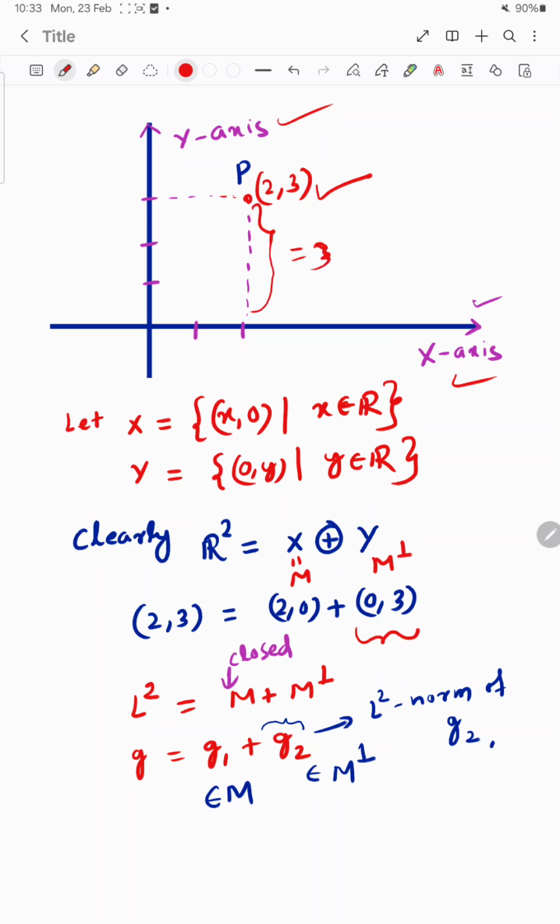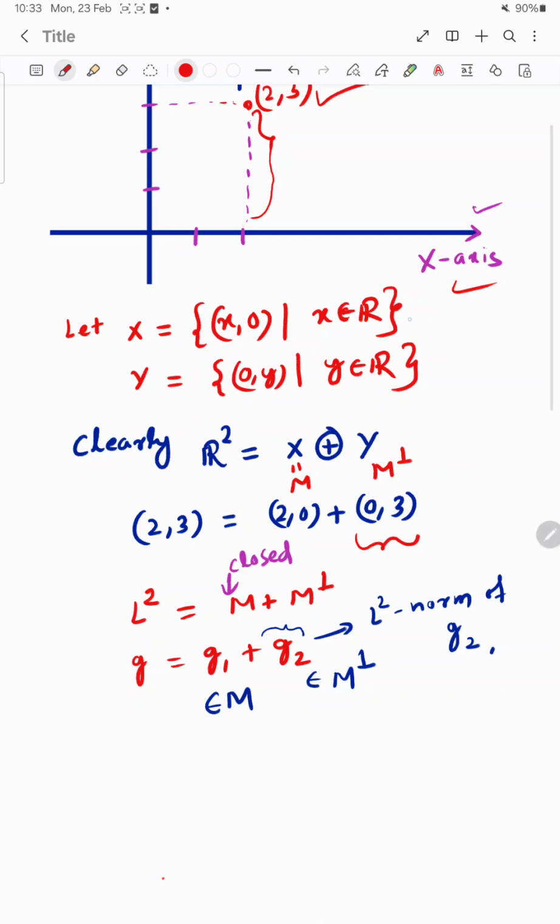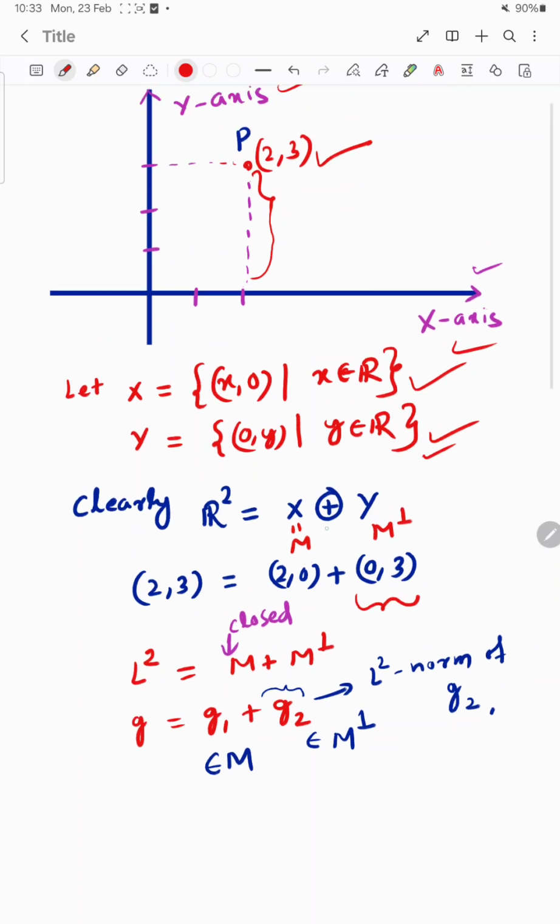It is simple. Now I will calculate this distance in a different way. What is the different way? Suppose the set X is defined in this way and the set Y is defined in this way, and this is nothing but the x-axis and this is nothing but the y-axis. Then the R2 plane can be written in this direct sum form. And if you consider the set X equal to M, then Y is equal to M perp, because these sets are perpendicular. The angle between them is 90 degrees.